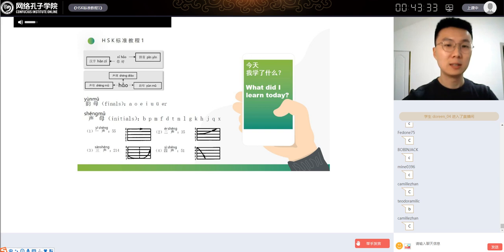Okay, these are what we learned today. Today we know something about Chinese, and we have learned 18 韵母 and 14 声母. This one is character, 汉字, and 拼音 is used to tell us how to read 汉字. 拼音 consists of three parts. They are 声母, 韵母, and 声调, the three parts.